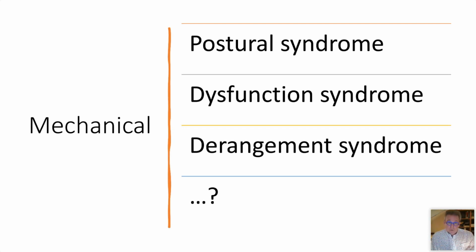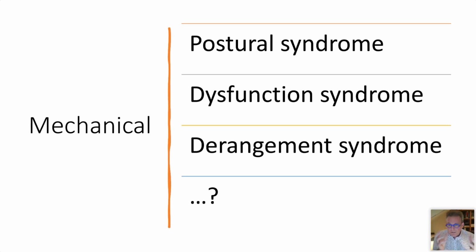When we focus on the mechanical part, the bio part, and more specifically mechanical back pain, then diagnostically it's quite interesting to make a distinction between three subgroups. This is inspired by colleague Robin McKenzie. He put forward those models years ago, but I think those models are still very interesting and very useful. Does the patient have a postural problem? Does he have a dysfunction problem? Does he have a derangement problem?